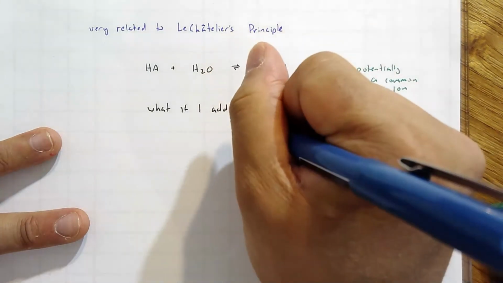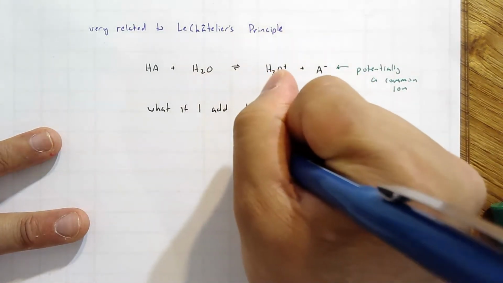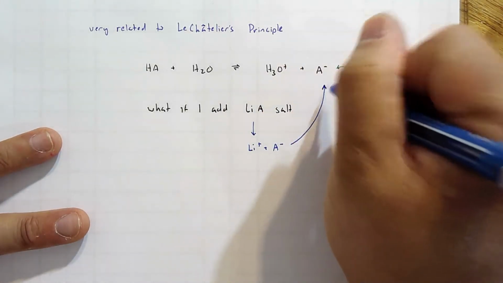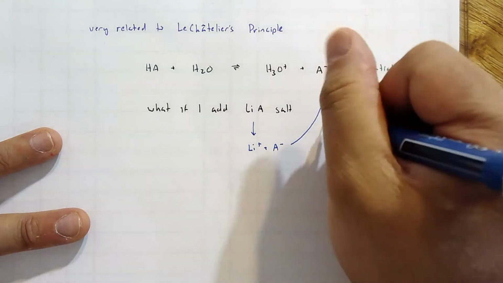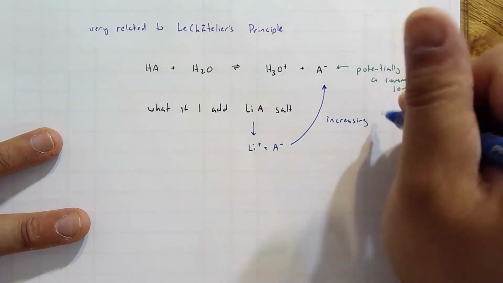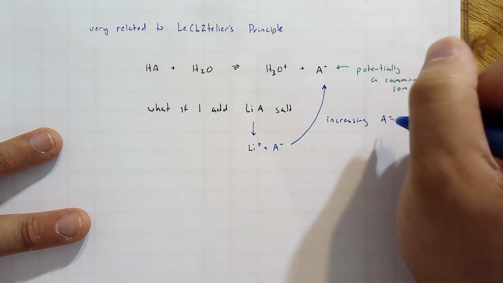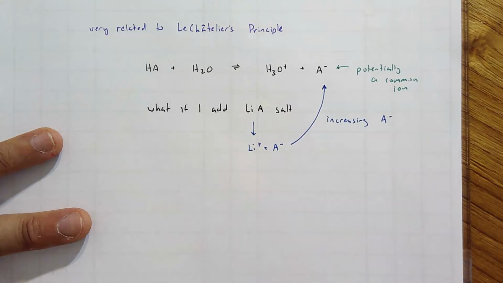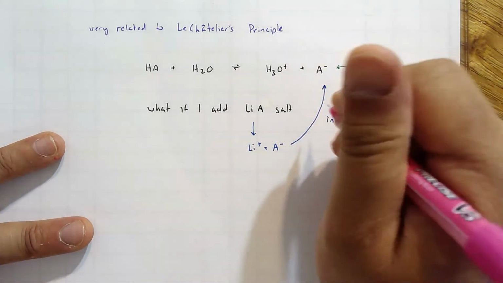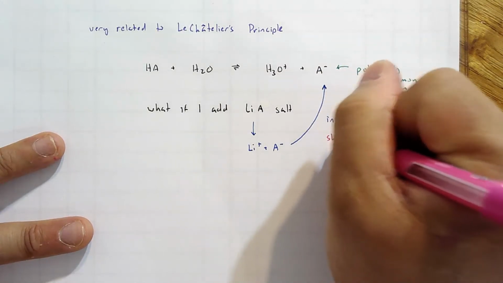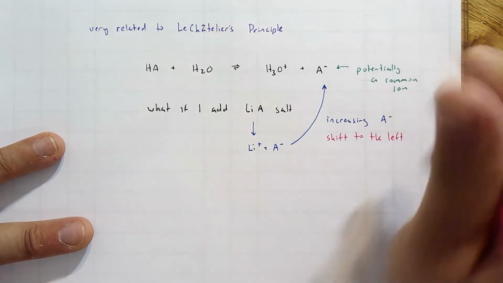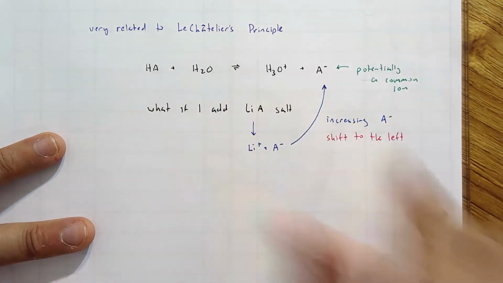So what happens is this fully dissociates into the Li plus the A minus, and you notice that by adding the LiA, we are increasing the A minus content. You can even think of it as increasing the concentration of A minus. When that happens, because of Le Chatelier, you're going to shift to the left to compensate for that added A minus, the common ion.